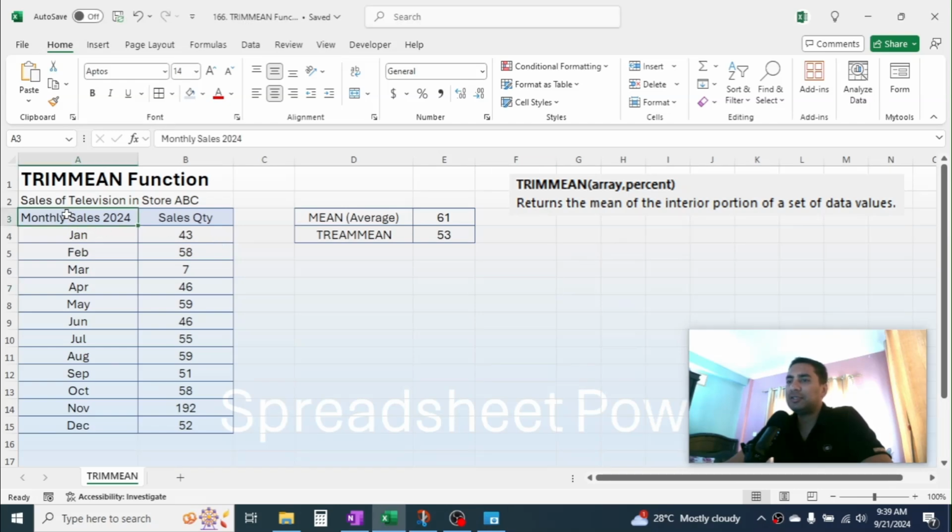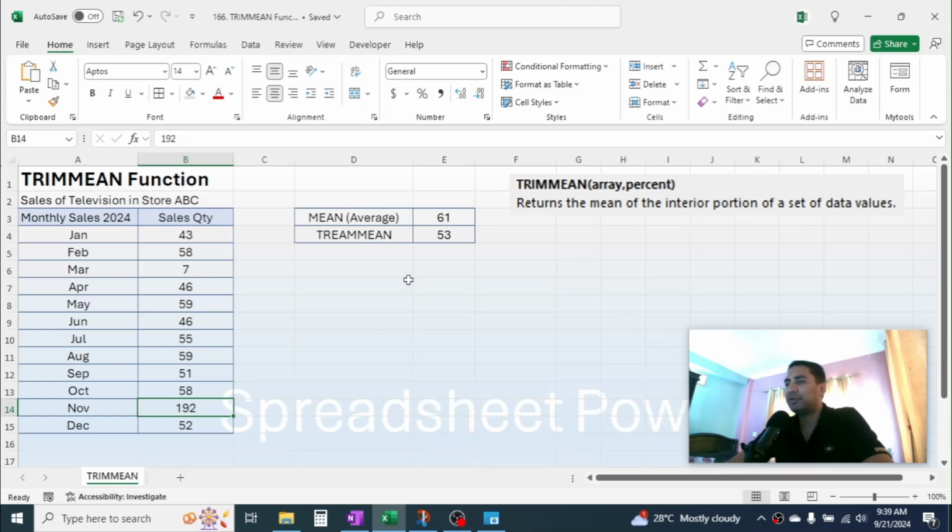Here I have the sales of televisions sold in store ABC. I have the months here and the sales quantity is given here. If you see in the data, there are two sales quantities that are not in the normal range. Like if you see in the month of March, the quantity is only 7 units, and in November, the quantity is 192 units. So these are called outliers because they don't fall in the normal range.